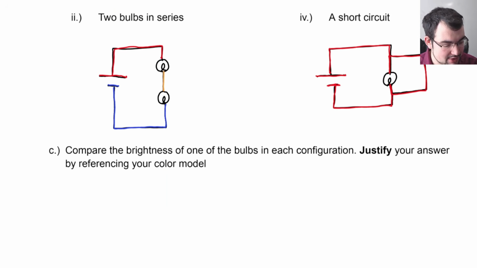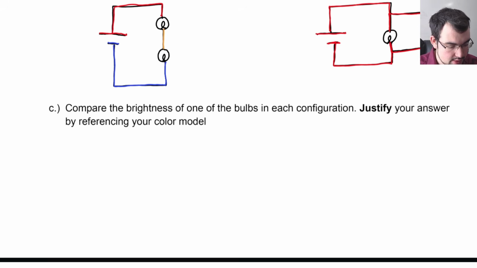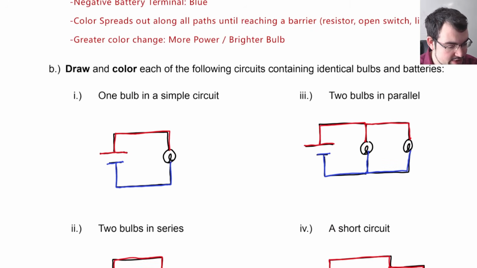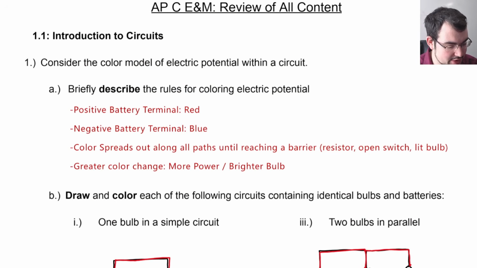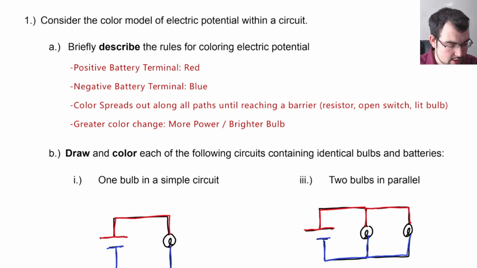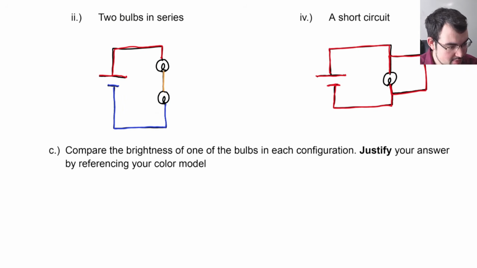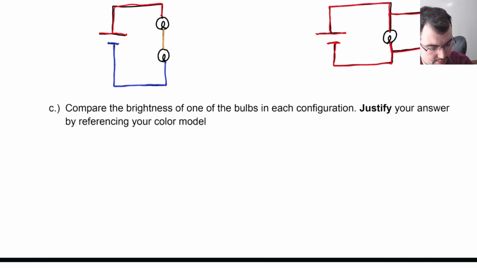Okay, so that's our potential model. Compare the brightness of one bulb in each configuration. Justify using the color model. Well, we said that the greater the color change across the bulb, meaning red to blue is the biggest, the brighter the bulb. So we actually don't get a lit bulb in the short circuit. So the short circuit is dead last because we had no change.